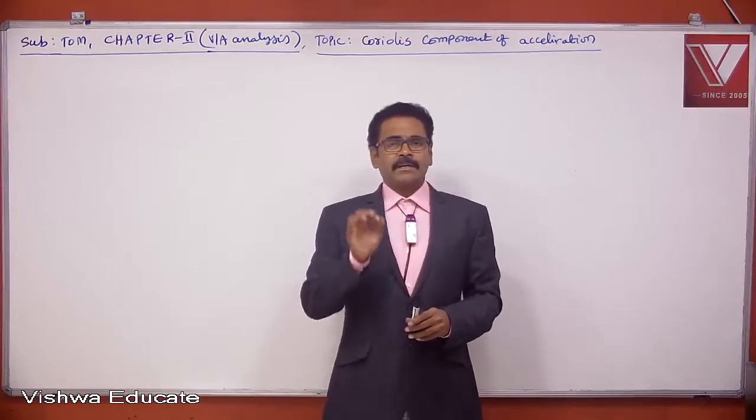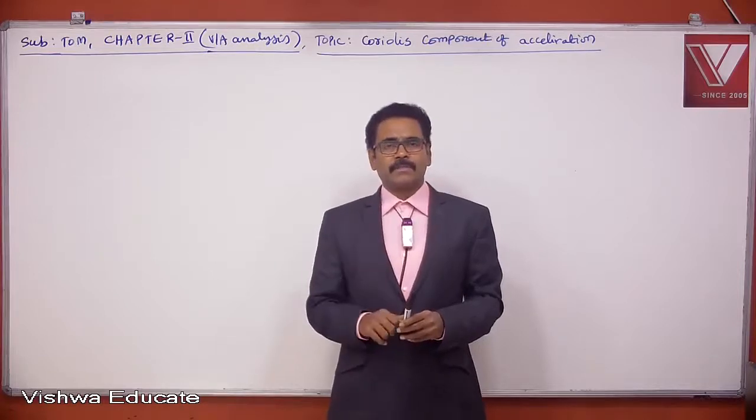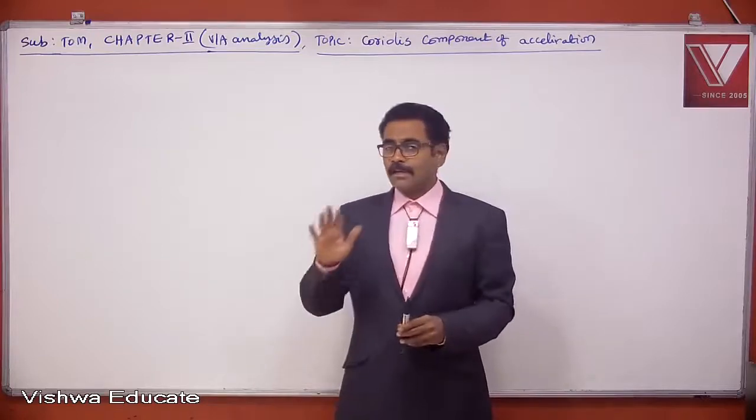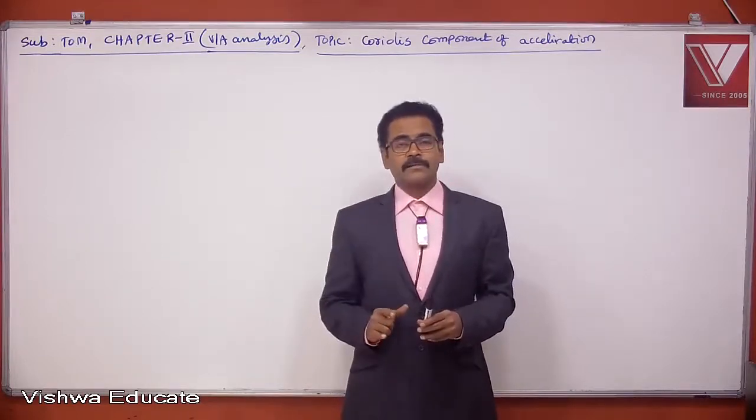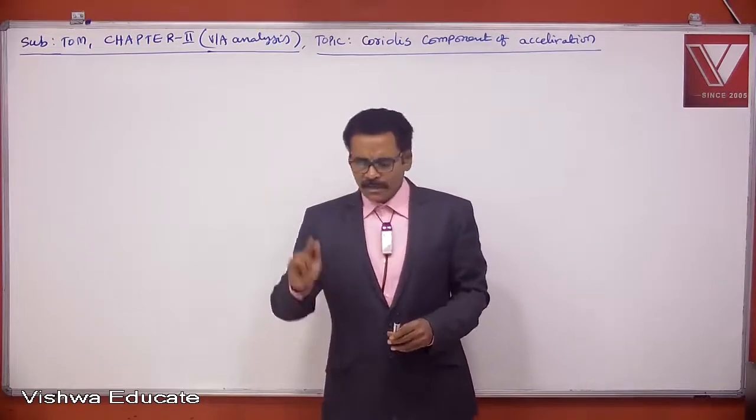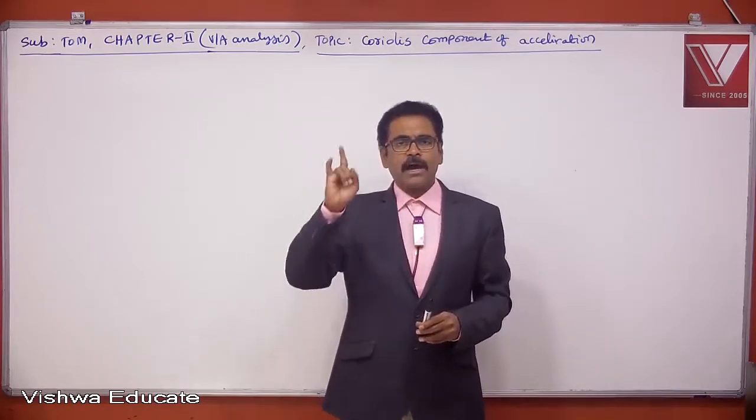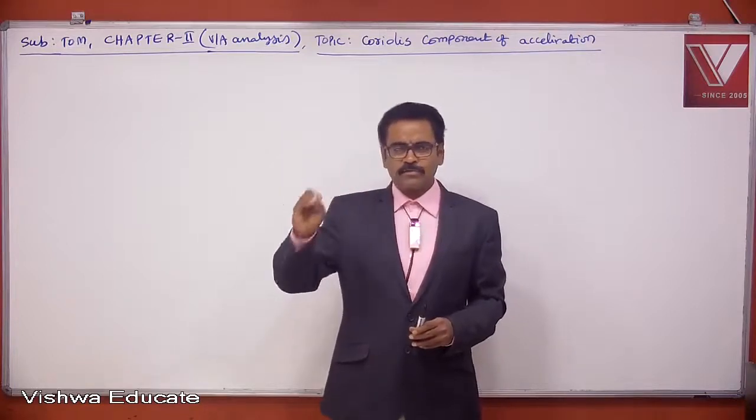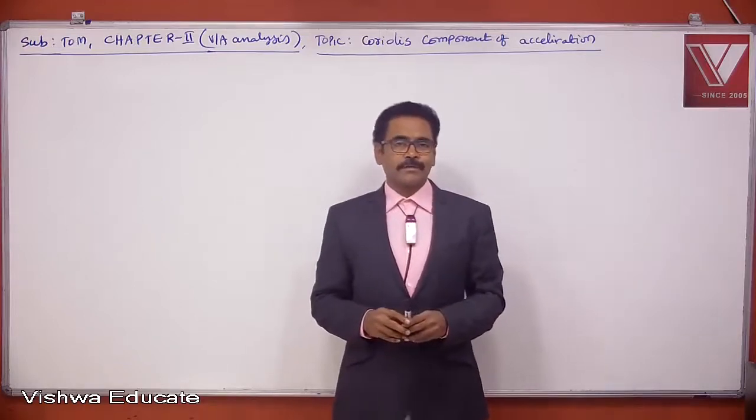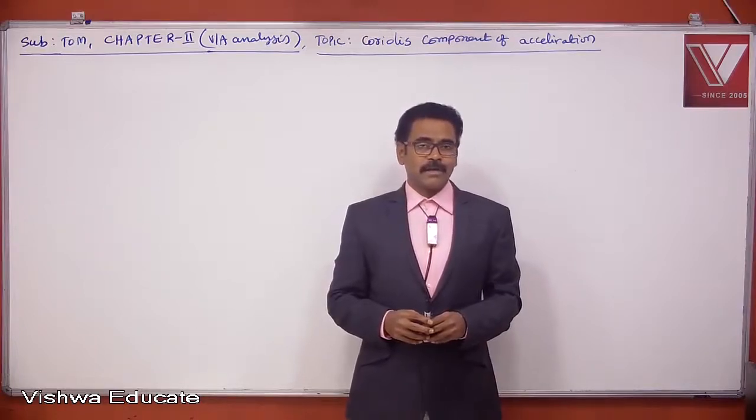I repeat, if a point carries both rotary motion and radial motion simultaneously. If first rotary motion and then radial motion, or first radial motion and then rotary motion, in that case Coriolis component of acceleration will not be induced. For getting Coriolis component of acceleration, at the same point of time both motions should be there, radial motion and rotary motion. Then only we get this special acceleration which is called Coriolis component of acceleration.